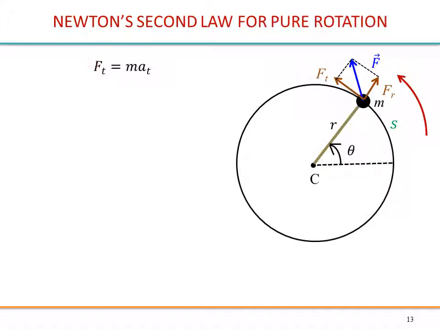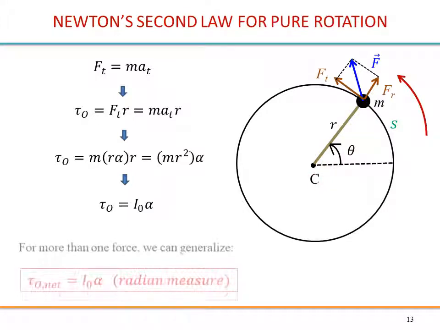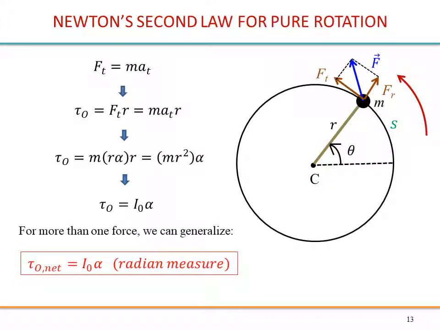So the torque is R f_t, so let's multiply by R, we get this. Then we would like to get rid of this linear variable and replace it by an angular variable. So a_t is in fact R alpha. Doing so, we get m r squared alpha, and this is the moment of inertia about point C. So this is our Newton's second law for pure rotation.